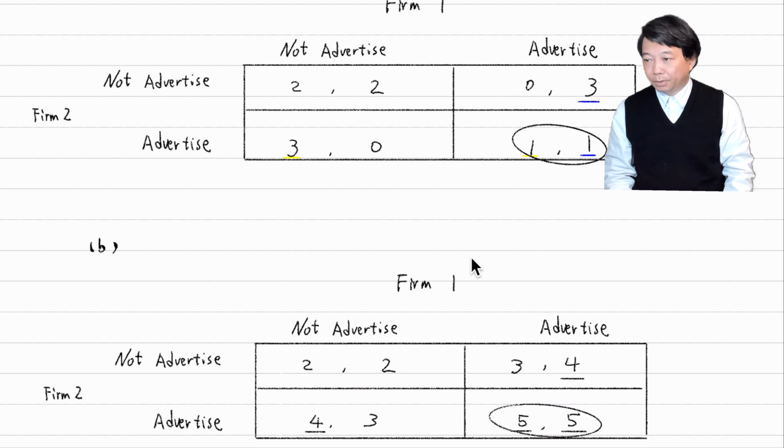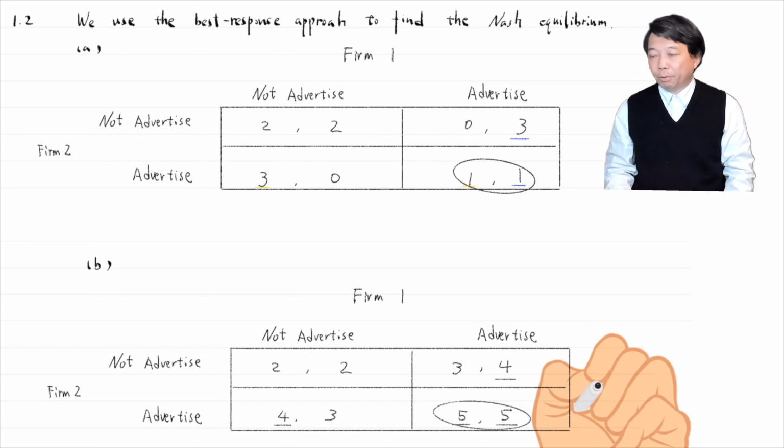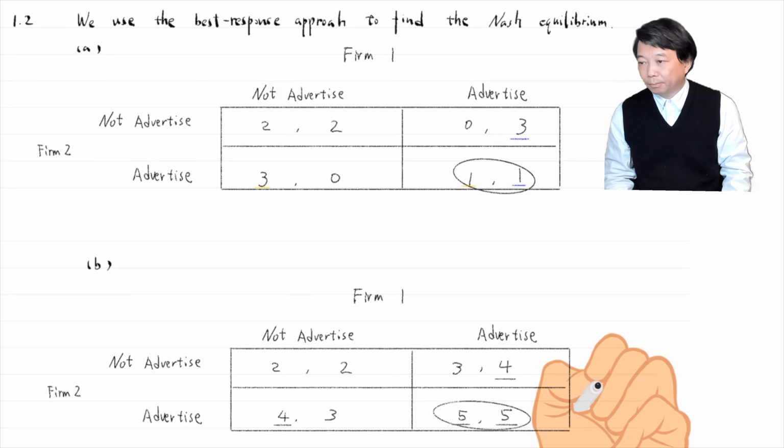The Nash equilibrium is that both players choose to advertise. The outcome is that each player gets a profit of 5.